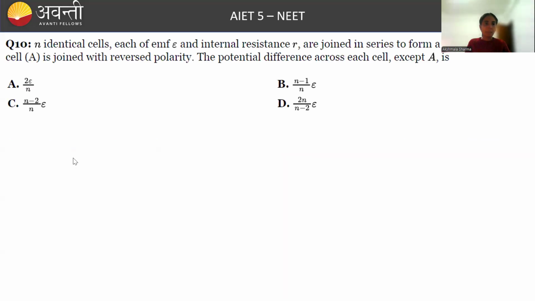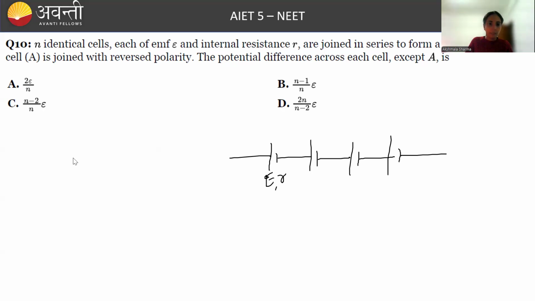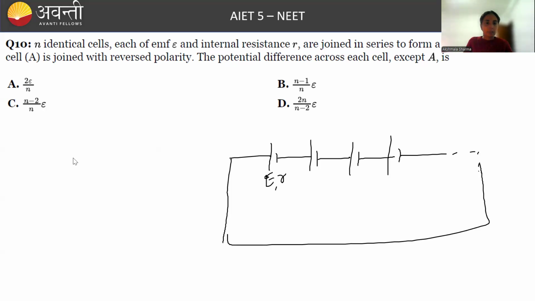Now, N identical cells, each of EMF E. So we have N identical cells, each of EMF E, and each has an internal resistance of R. They are connected in series to form a closed circuit, and the closed circuit is formed like this. Okay? N cells are here, and one cell is joined with reverse polarity.